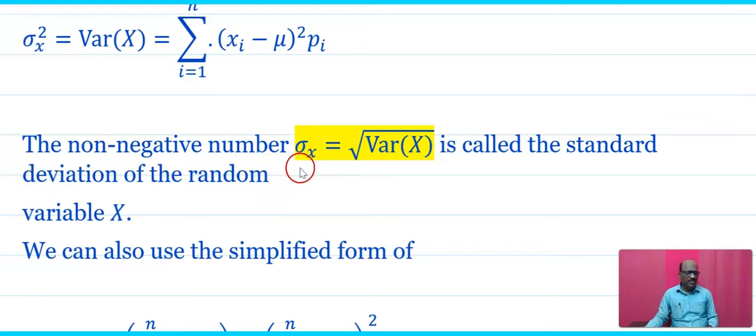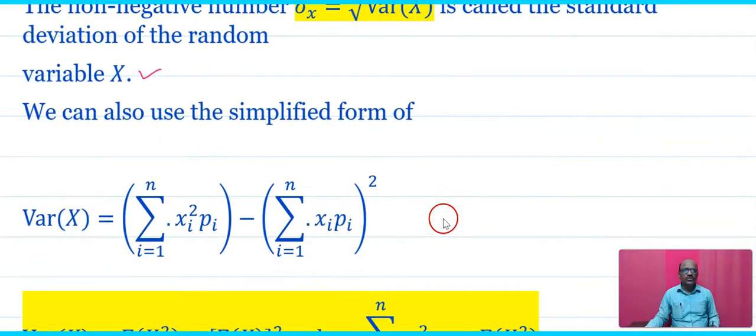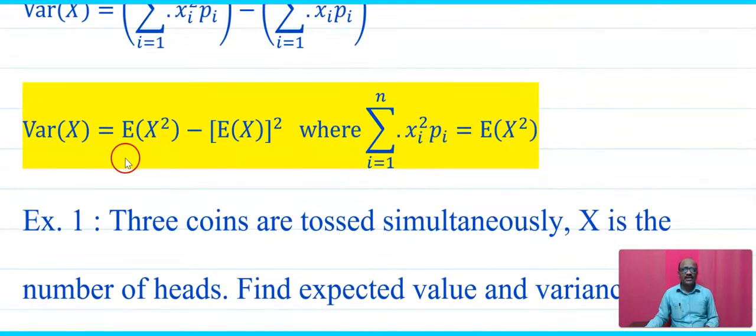The non-negative number, that is, sigma suffix x is equal to the root of the variance of x, is called the standard deviation of the random variable capital X. We can also use the simplified form of the variance of x: summation i equals 1 to n of xi square into pi minus, summation i equals 1 to n of xi pi, bracket square. Therefore, the variance of x is equal to E of x square minus E of x bracket square, where summation i equals 1 to n of xi square into pi is equal to E of capital X square.